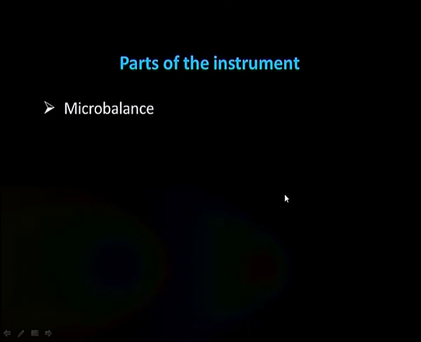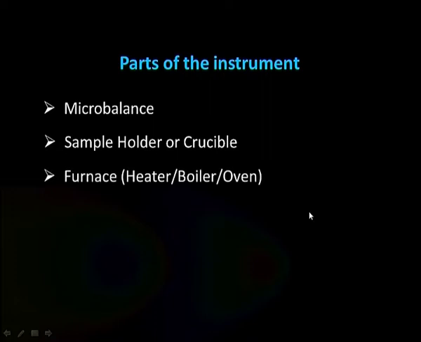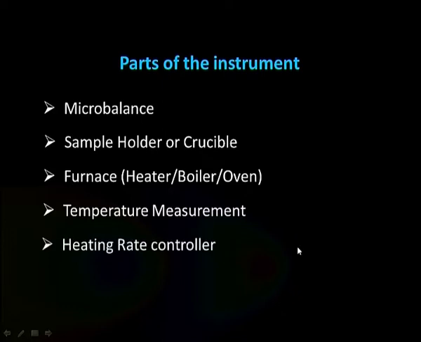So, we have a recording balance, balance control, and a simple recorder. If we look at the parts of the instrument, we require a microbalance, a sample holder, or sometimes we call it a crucible, a furnace which may be a heater, boiler or oven type, and a system to measure temperature. Then to control the heating rate, we require some device, and finally a data recording unit which measures the change in weight with respect to temperature. Let us come to them one by one.